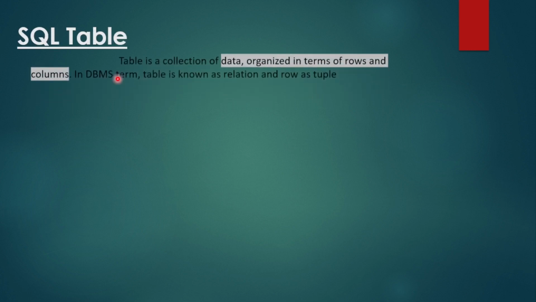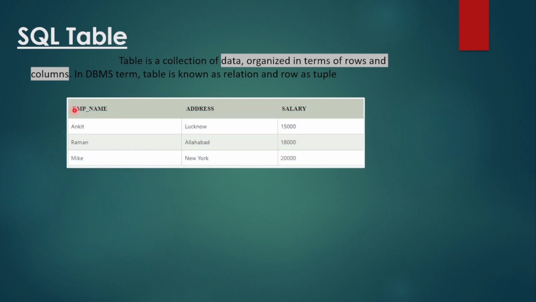A SQL table is a collection of data organized in terms of rows and columns. In DBMS terms, a table is known as a relation and a row as a tuple. So what is a table? A table is this. You see this table contains columns, and each row is a tuple, and this entire table is a relation. We will learn what a relation is later.